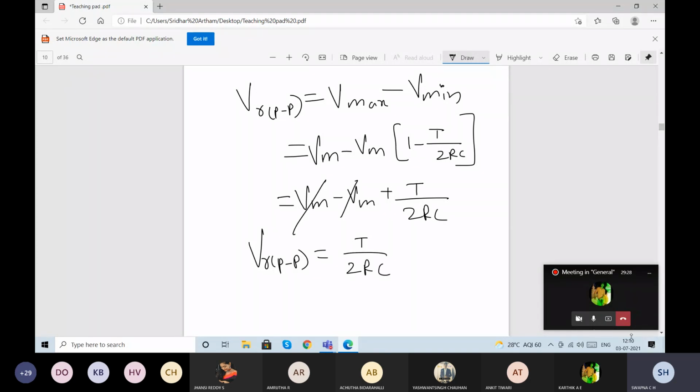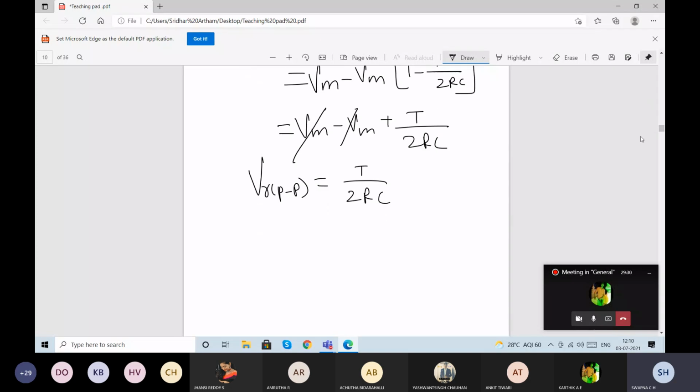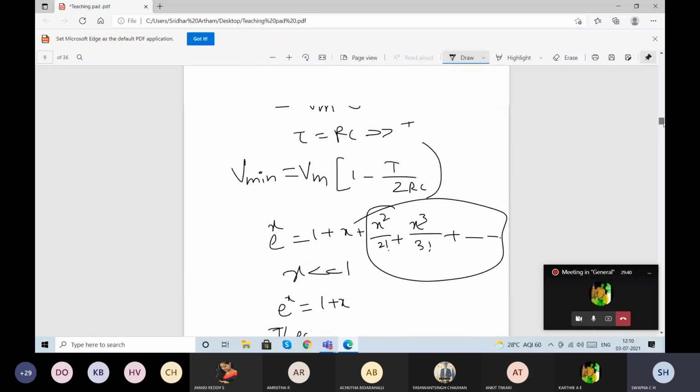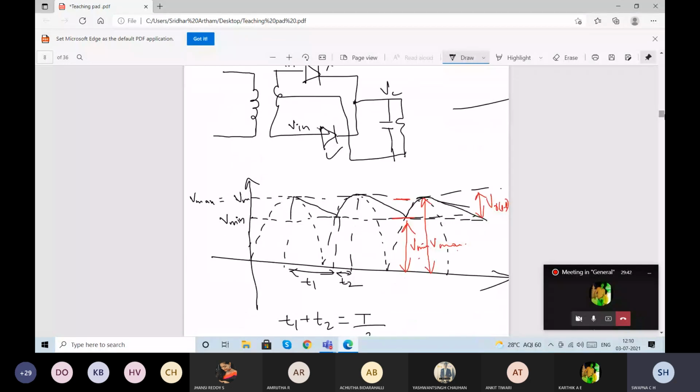Okay, and your VDC, see, you know that gamma is nothing but VR RMS divided by VDC. This formula will never ever change. So VDC is nothing but the average value. If you take the average value, it will be somewhere exactly here. So you need to find what the VDC is.